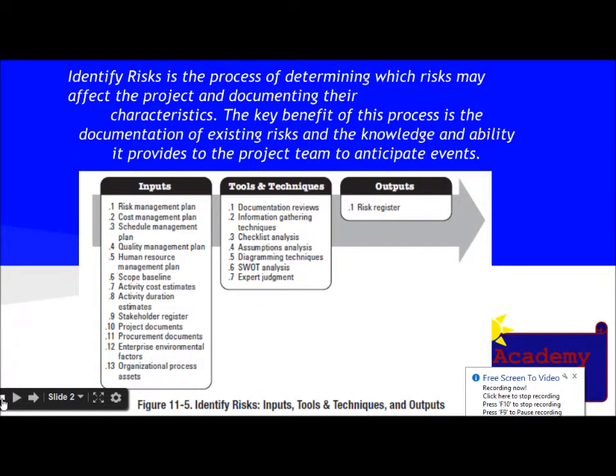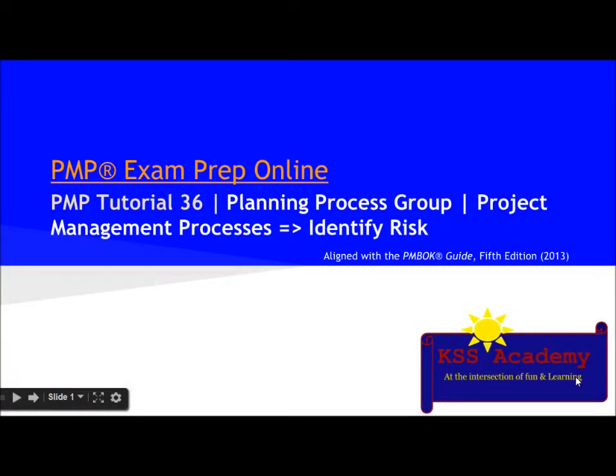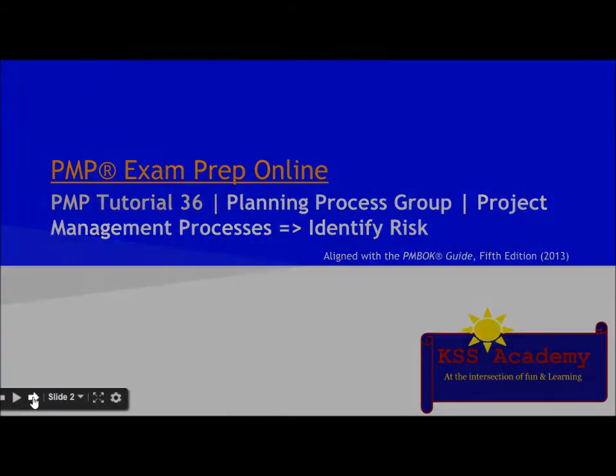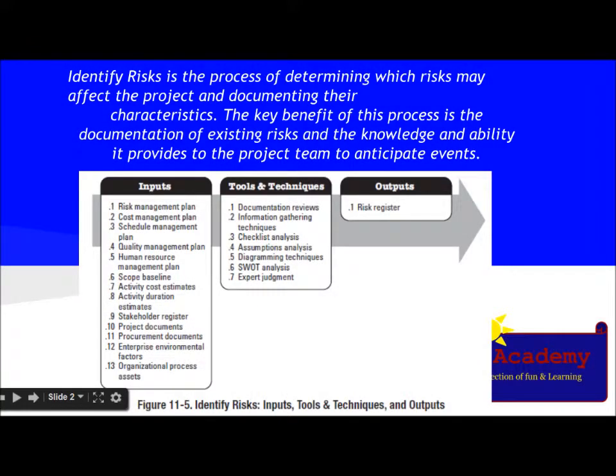Hello people, today we are going to learn about the planning process group project management process: Identify Risks. So let's see. Identify risks is the process of determining which risks may affect the project and documenting their characteristics. The key benefit of this process is documentation of existing risks and the knowledge and ability it provides to the project team to anticipate events.